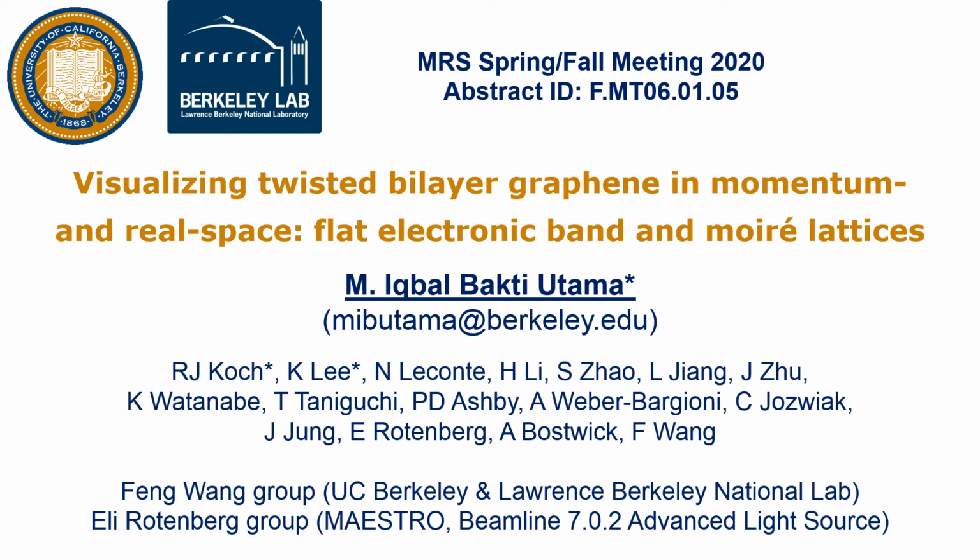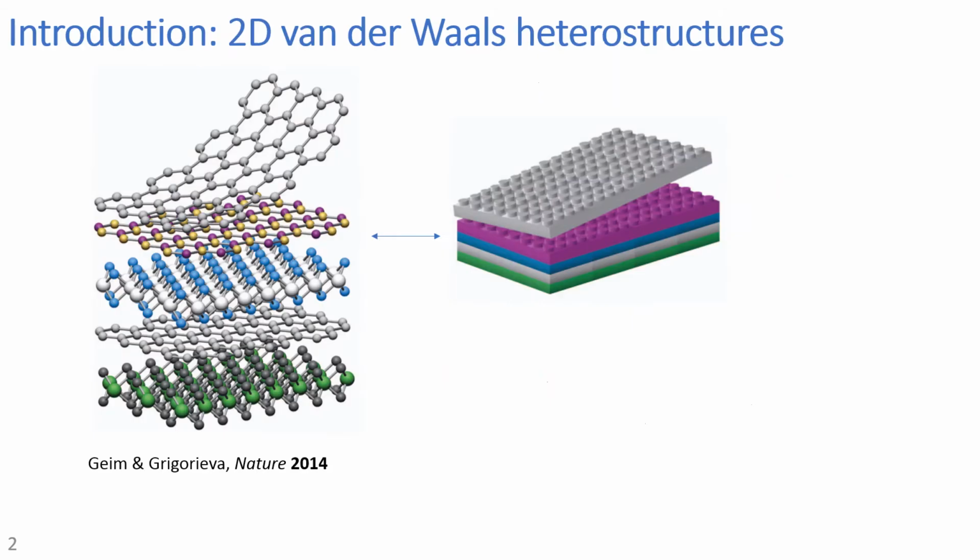My name is Iqbal Bakti Utama from Feng Wang's group at UC Berkeley and Lawrence Berkeley National Lab. I would like to share with you the results of our effort in utilizing nanoARPES measurement to visualize the flat electronic band in twisted bilayer graphene near magic angle twist in the momentum space, in conjunction with microwave impedance microscopy in visualizing the moire lattice of twisted graphene in the real space. This work is done in close collaboration with the Maestro beamline at the Advanced Light Source led by Eli Rotenberg.